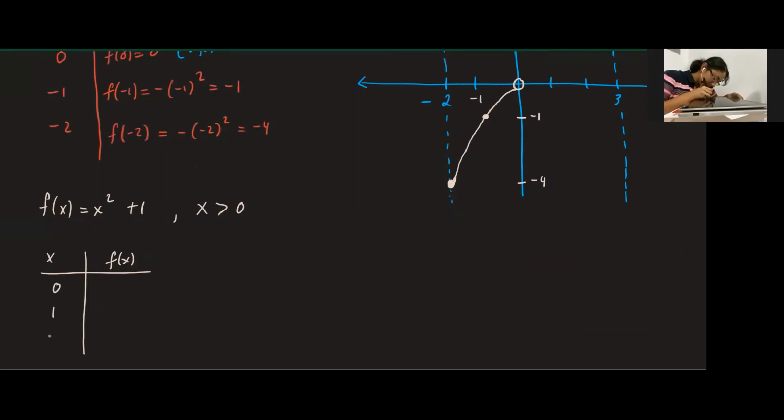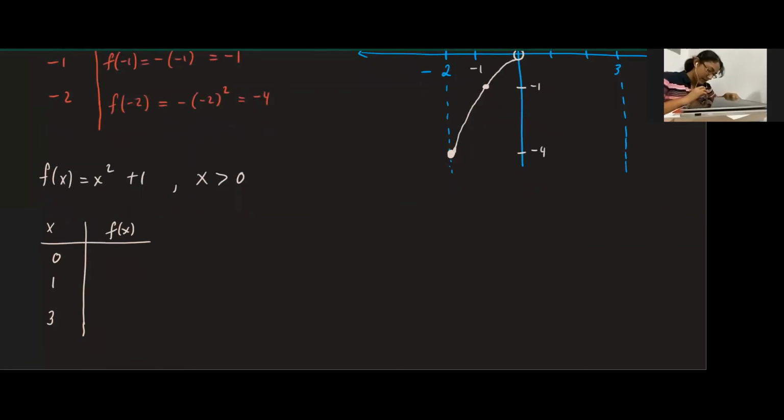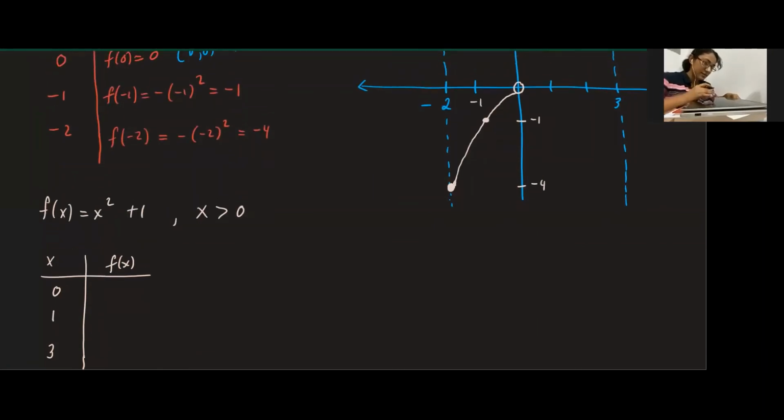Plug in 0, 1, and I'm just going to plug in 3, and I'm skipping 2. But if you want to, you can plug in 2 as well, so you'll have more points. But let's just work with these 3. Now again, keep in mind you cannot exceed 3 because the function wouldn't exist beyond 3 on this given question. So we have f of 0, that's 0 squared plus 1, that's 1. And this point is going to be open, 0, 1, again because of the inequality given to us.